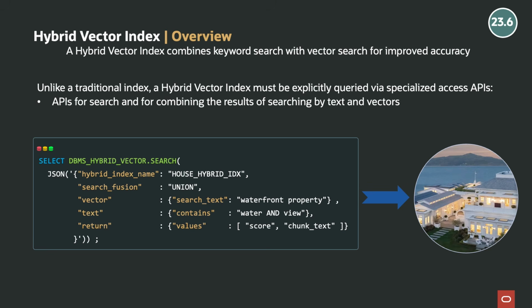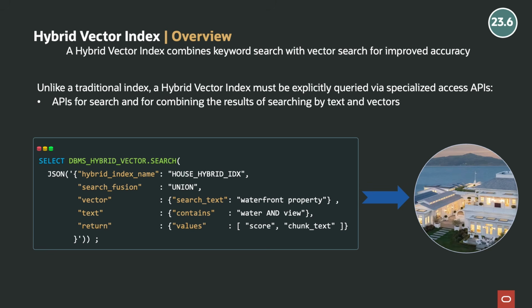Now, you do need to use a slightly different API in order to do those searches. So instead of it being the standard SQL statement that Thanker showed us earlier on, we're going to use DBMS_HYBRID_VECTOR, that new package that we've given you. You want to run the search function within that. Then you tell us the name of the index you want to use, and then whether you want to do a text search only, a vector search only, or do you want, as I have here, a union of those two searches. Then you tell us what phrase or term you want to do vector search on, what keyword searches you want to do, and then what you want returned from the query.